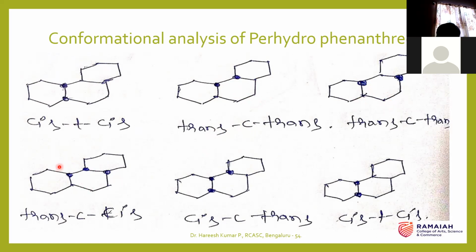Similarly, what you can observe here is a dot, but here there is no dot. This is the trans ring junction. Here both the dots are there, so it's a cis junction. Here you can observe this is beta hydrogen, this is alpha hydrogen. That is the reason it's transoid. So trans, transoid, cis is the stereochemistry of this moiety.